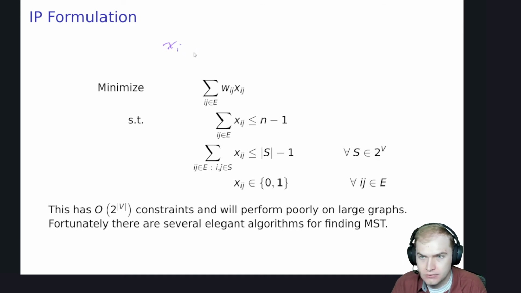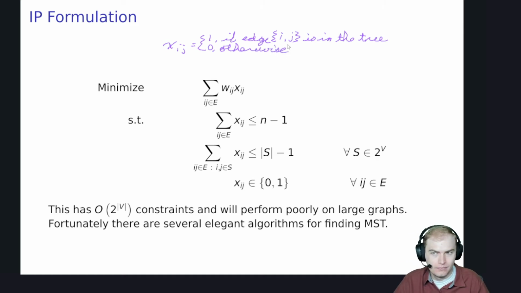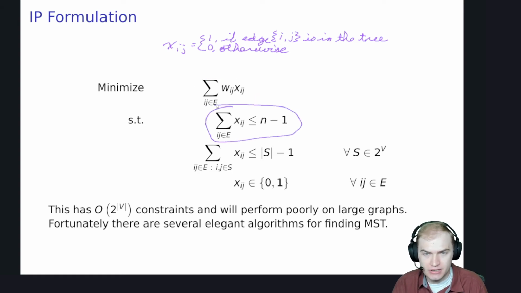Xij is 1 if edge ij is in the tree and 0 otherwise. So here we're just minimizing the weight of the tree, and we are selecting at most n-1 edges.